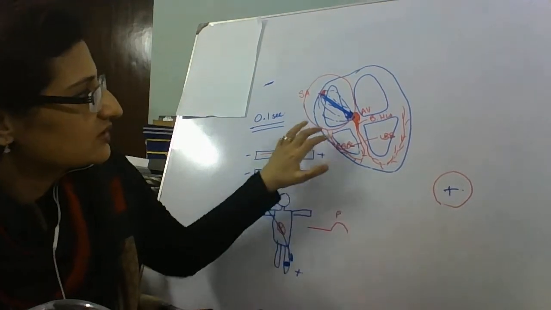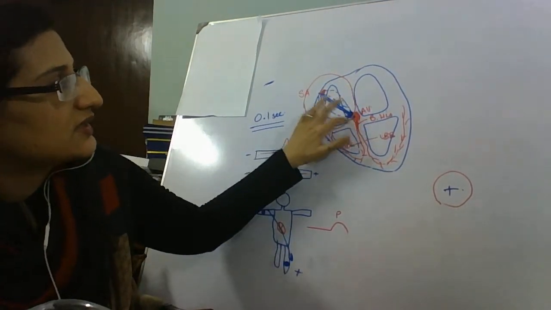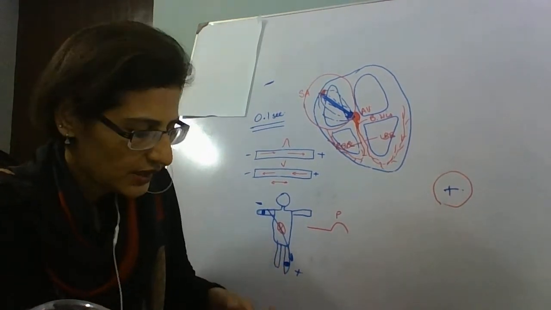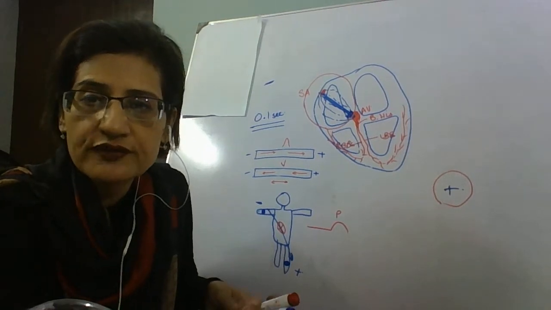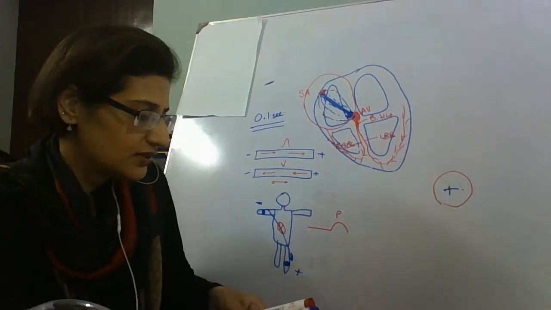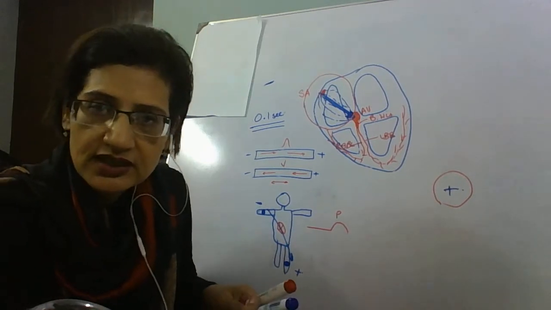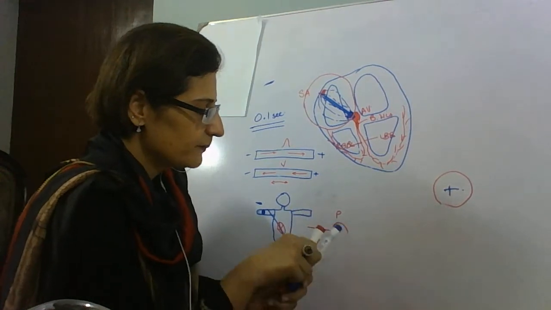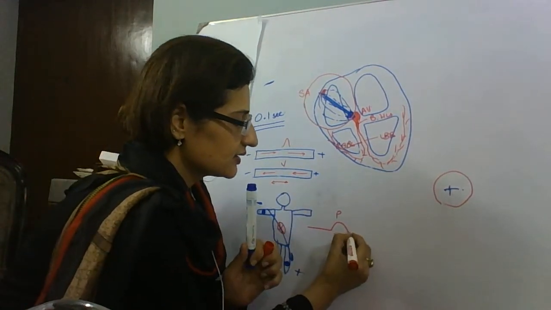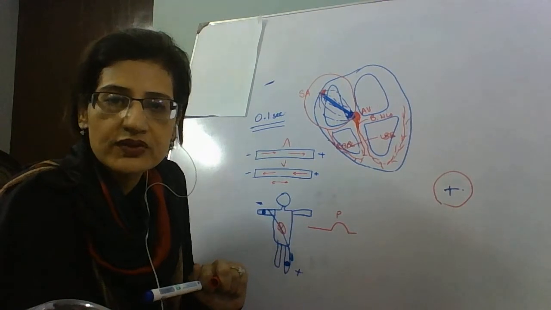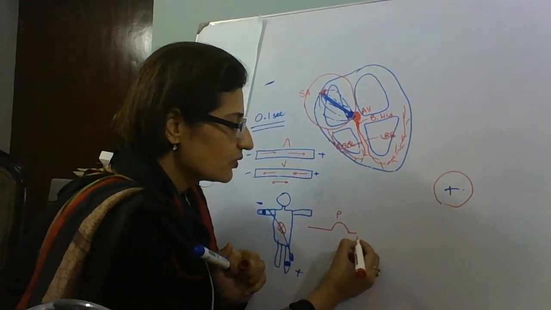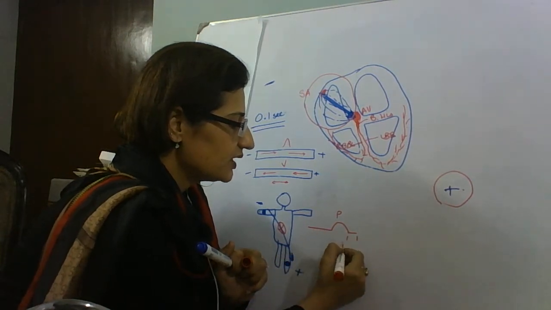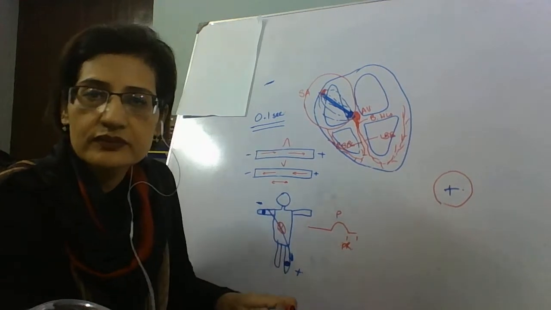So in this particular scenario, we have a conduction delay of about 0.1 seconds, right, normally, and that is at the point of the AV node, right? So this would be projected in the ECG waveform in the form of a small flat part, right? And this is what we call the PR interval, right?